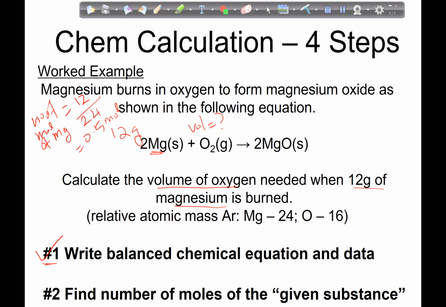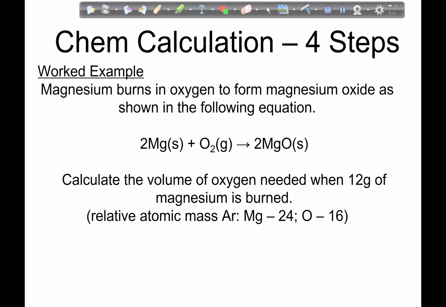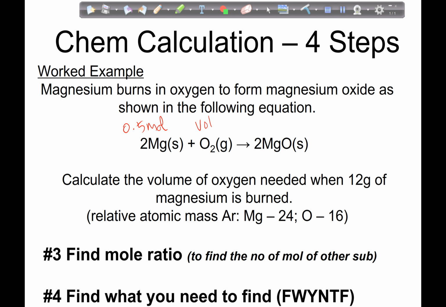So what do I do next? Now I have calculated that this is 0.5 mole and I'm supposed to find the volume. Next is to find the mole ratio. So how do I calculate? This is a very important concept. How do I calculate the mole ratio? I will look at the numbers in front. This is known as the stoichiometric ratio. Without a number, it means by default it is 1.